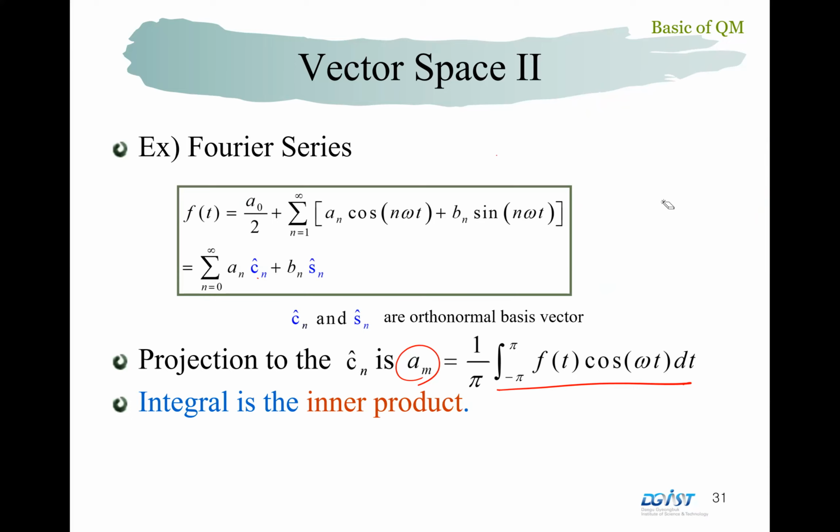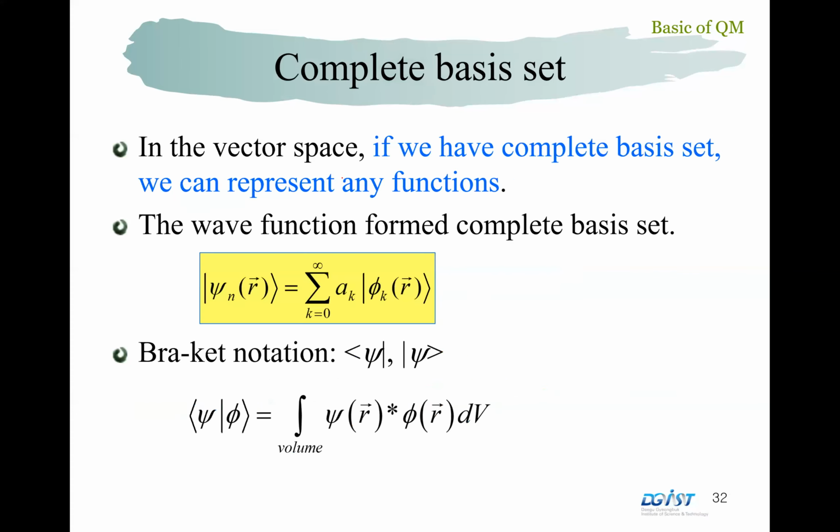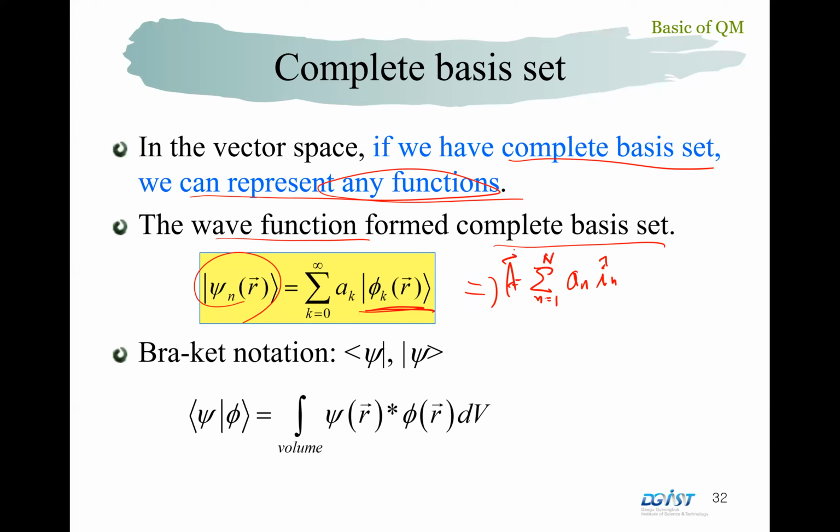Anyway, this is one example of a vector space. And in a vector space, if we have a complete basis set, we can represent any kind of function in that vector space. That's a very important mathematical result. So once we know the wave functions of the given problem from the complete basis set, then any wave function can be represented by these basis vectors. This is mathematically the same as saying any vector can be represented by a linear combination of the basis vectors. Okay?